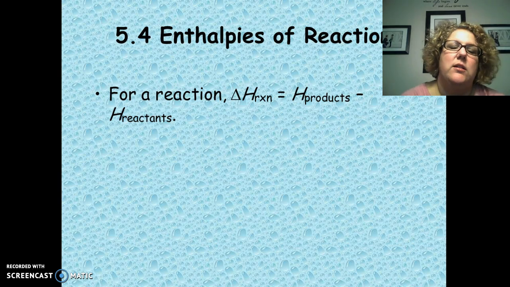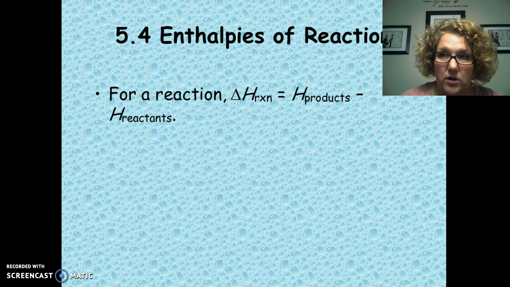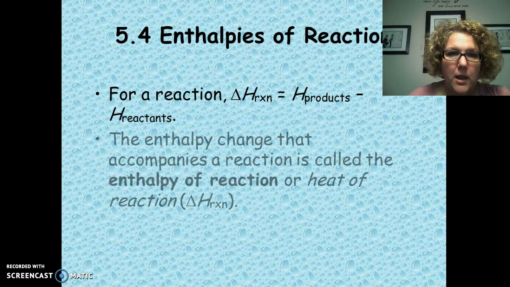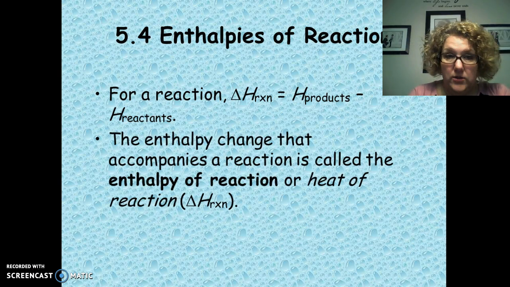So for a reaction, once again, we can only look at the change in enthalpy. So the change in enthalpy is simply the final enthalpy minus the initial enthalpy. So the final enthalpy is the enthalpy of your products minus that of what you started with, your reactants. So the enthalpy change that accompanies a reaction is called the enthalpy of reaction. Or sometimes it's simply just called the heat of reaction, because remember, if the system's not doing any work, the enthalpy is just Q, and that's the way it is going to be for us. So the shorthand way of writing heat of reaction is delta H and then RXN for reaction.